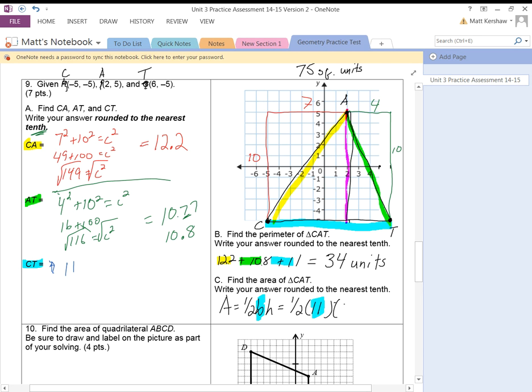We got to plug that in. Half of 11 times 10 is just going to give us 55 units squared. So we'll just do that one for this video.